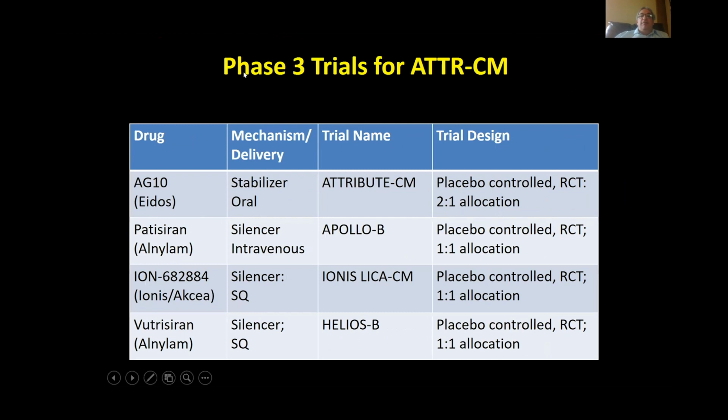I'll just wrap up by saying I would think we're at, as Winston Churchill said, the beginning or the end of the beginning. We now have, at least that I know of, 4 phase 3 clinical trials for patients with TTR cardiac amyloidosis: the Attribute CM trial of AG10, the Apollo B trial of patisiran, and then Ionis's long-acting compound and, if you will, son of patisiran, vutrisiran, in the Helios B trial.